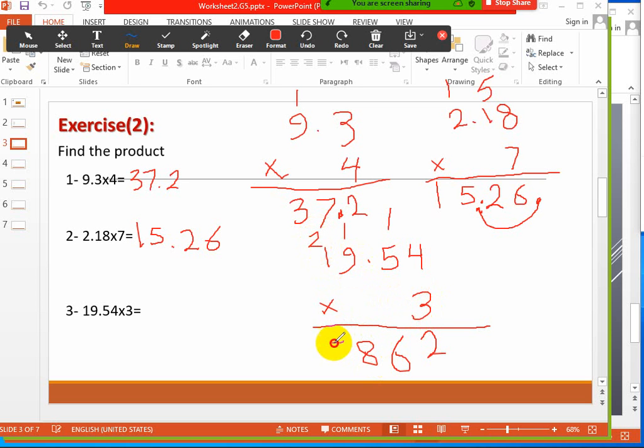Plus 2 equals 5. Now I have here 2 digits after the decimal point. So that means I will move the decimal point only 2 digits. Always the decimal point in the product will be right here. So I will move it 2 digits, so it will be between 8 and 6. So the number will be 58.62. This is how I will find the product here. If you finish, please type 1 in the chat.